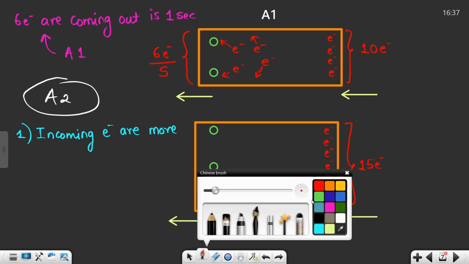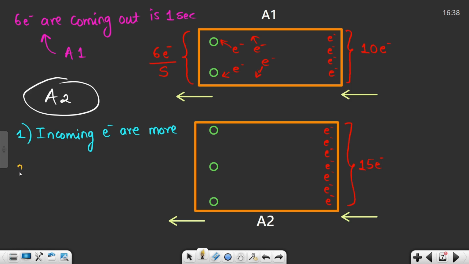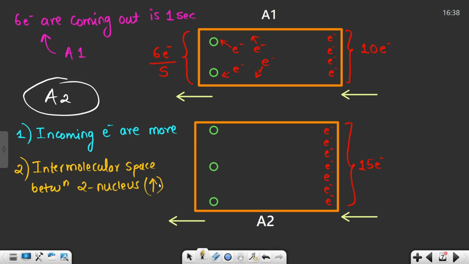And secondly, you see, the intermolecular space between the two nuclei of an atom increases. I'll write it in this way. And due to which what?